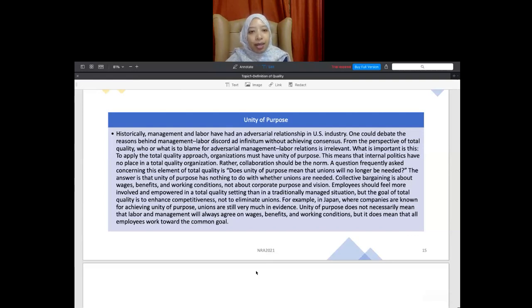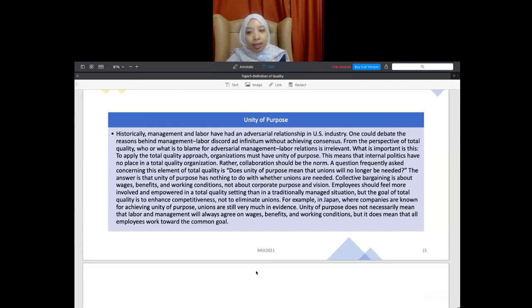Historically, management and labor have an adversarial relationship. Yang ni kita ambil contoh in US industry. One could debate the reason behind management labor discord ad infinitum without achieving consensus. From the perspective of total quality, who or what is to blame for the adversarial management labor relation is irrelevant. What is important in this? To apply the total quality approach, organizations must have unity of the purpose.